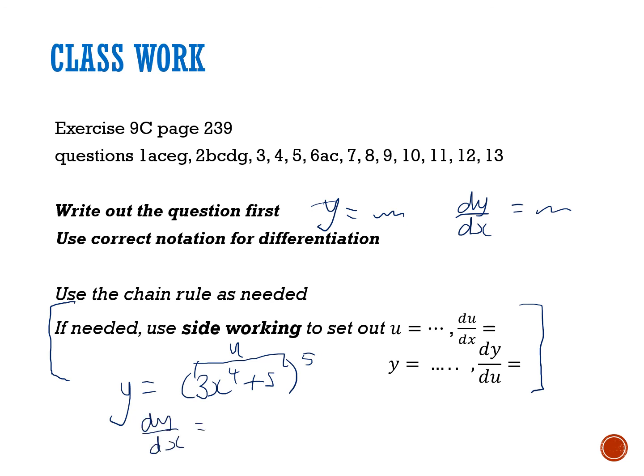So bring down the power, reduce the power by 1, write that thing in there, by the chain rule times by the differential of the bracket, and then simplify. Okay, I think you can all do it like this. It just makes your life a little bit easier.